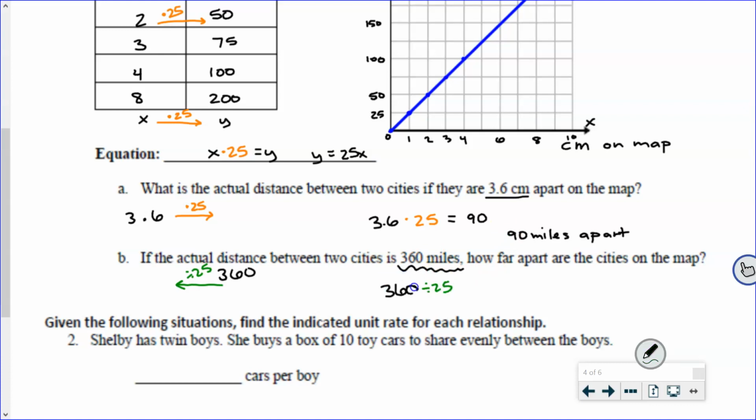And good thing we all have calculators, so we can all type it in for ourselves and find that the answer is what, Emma? 14.4 miles. 14.4 centimeters on the map. Great job.